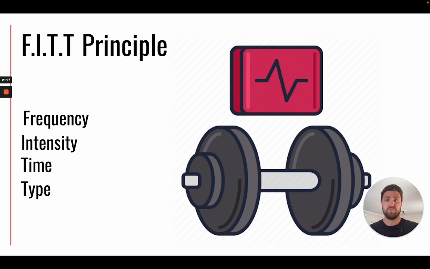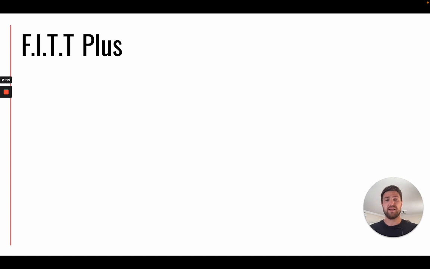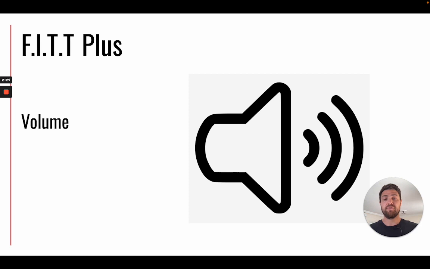But I also want to discuss a few added extras that aren't included in that, but I think are important when thinking about your session planning and your program planning as well. So first of all, we've got volume. Volume means how much weight you're lifting or how many reps you're doing. So if you're doing 3 sets of 10, that's 30 reps in total, compared to someone doing 5 sets of 12. It's a lot different volume.